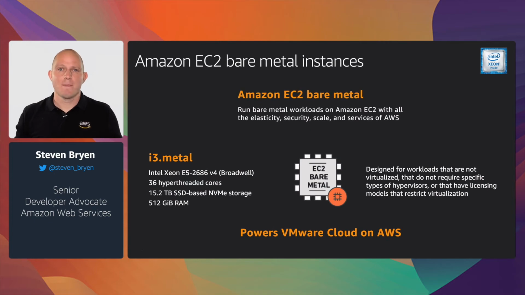We also have the capability to run bare metal instances. You see the example here of the i3 metal instance type and some of the capability that it has available there. It has the Xeon Broadwell processor, 512 gigabytes of RAM. This is a bare metal instance, so you are getting access to the raw bare metal to run your workloads. This is obviously a large instance type, but it's designed for workloads that are not virtualized or require specific types of hypervisor or have licensing models that restrict you from virtualizing your workloads as well.